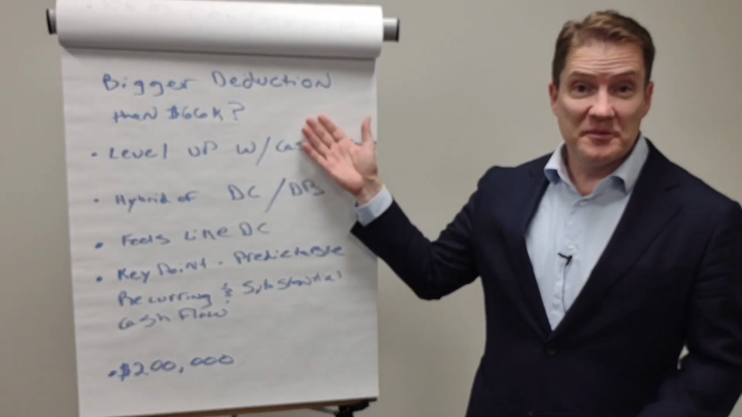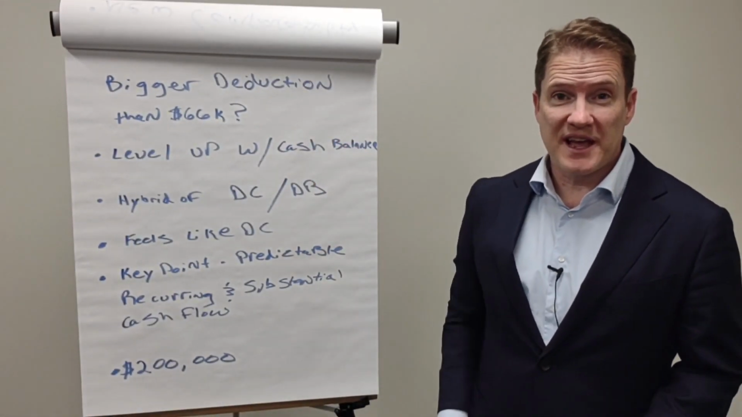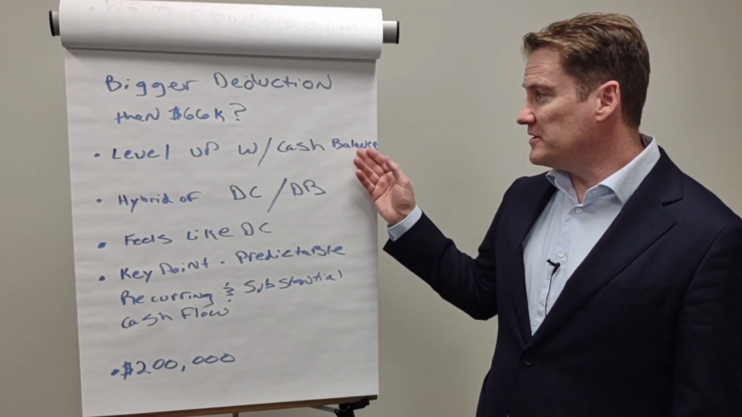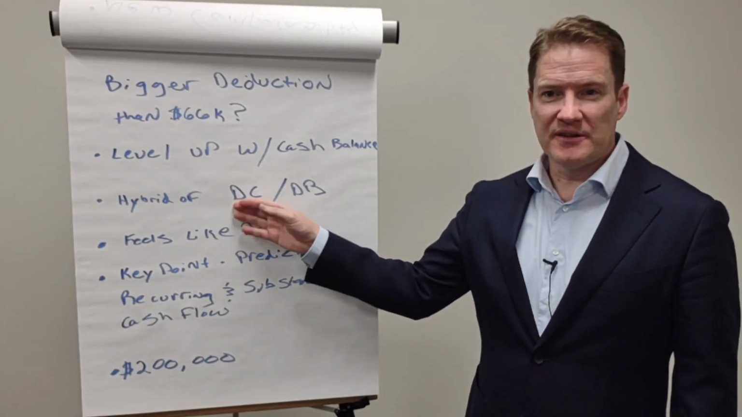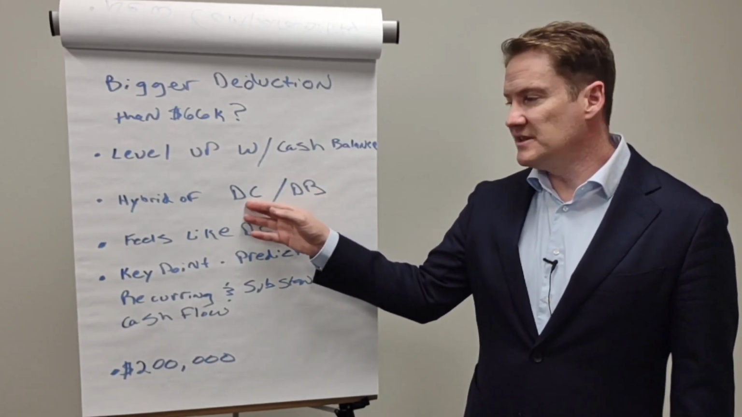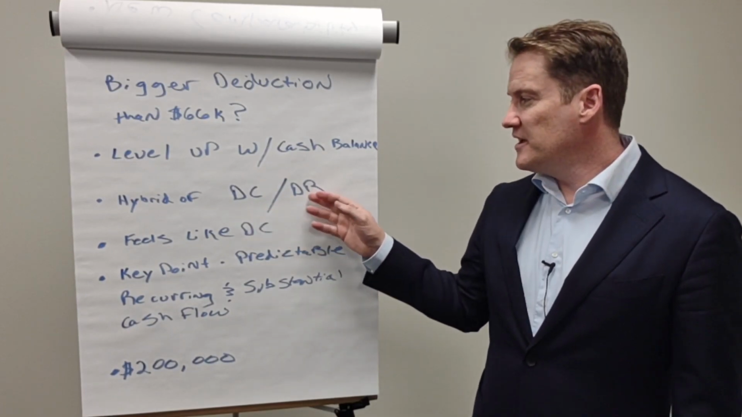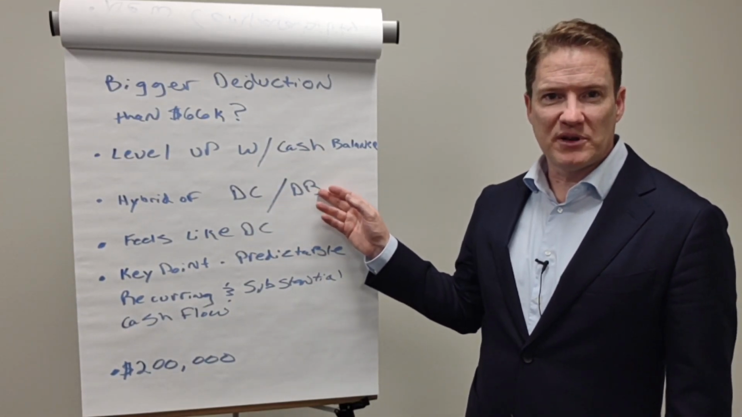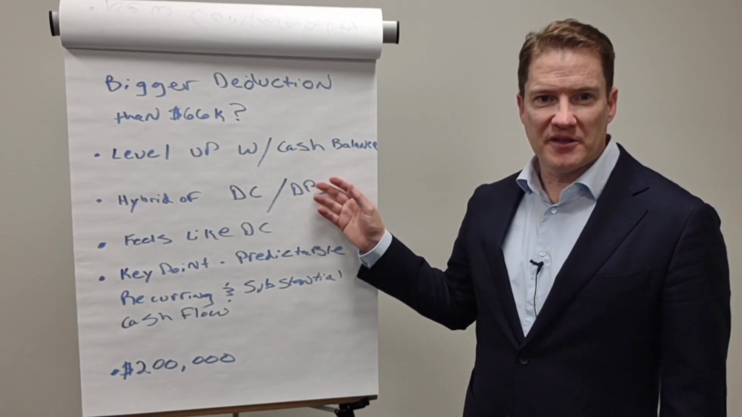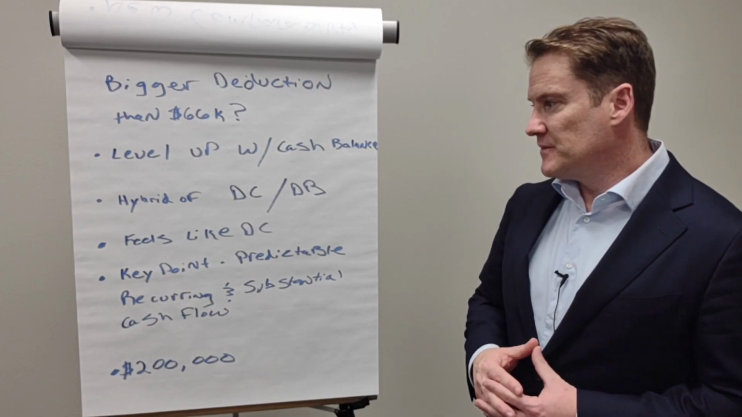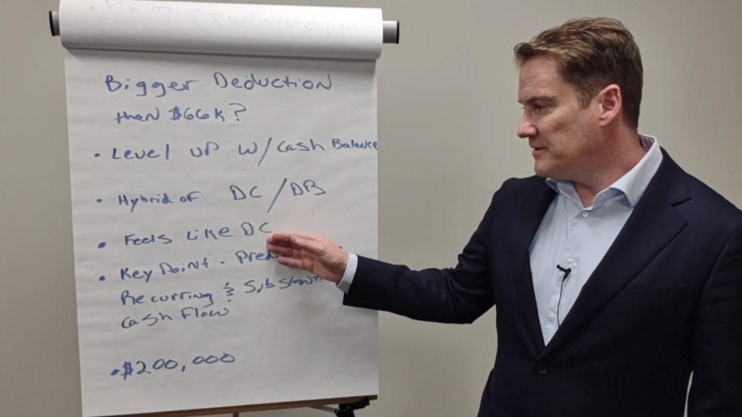Now we want to talk a little bit about, do you want a bigger tax deduction than $66,000? You can level up to a cash balance plan, which is a hybrid of a DC-DB. The DC is the defined contribution, the 401k profit sharing, and combining it with a defined benefit plan is what your grandfather had, right? When they retired, they got a benefit. It feels like a DC plan.